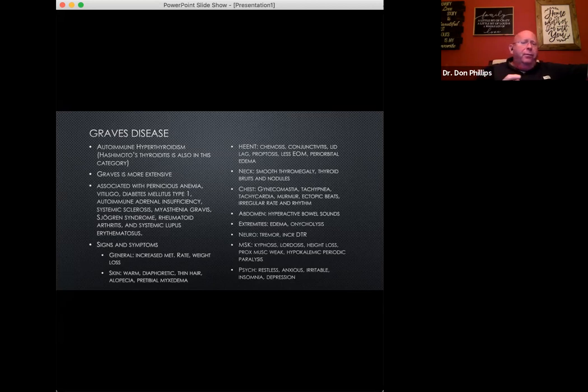So this one has a lot of things that it's associated with, including type 1 diabetes, and then some other things, Sjogren's syndrome, which is a combination of Sicca syndrome, and it's basically everything is dry and shut down in the ENT area. There's association with rheumatoid arthritis as well. We already talked about that, systemic lupus.